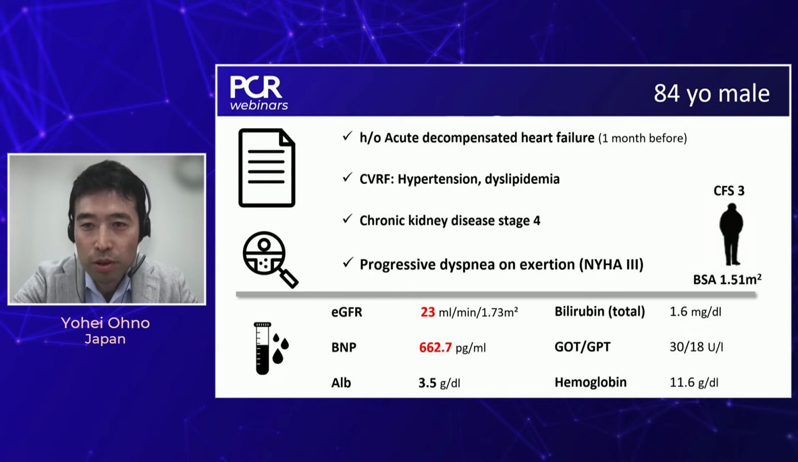So the patient is an 84-year-old male who had a recent history of acute decompensated heart failure admission. He also has cardiovascular risk factors of hypertension, dyslipidemia, and reduced kidney function, chronic kidney disease stage 4. He presented with progressive dyspnea on exertion, NYHA class 3 symptoms. However, he is independent with his daily living, not frail, clinical frailty scale of 3, with body surface area of 1.5. The labs are shown here: decreased kidney function with eGFR of 23, elevated BNP level of 662.